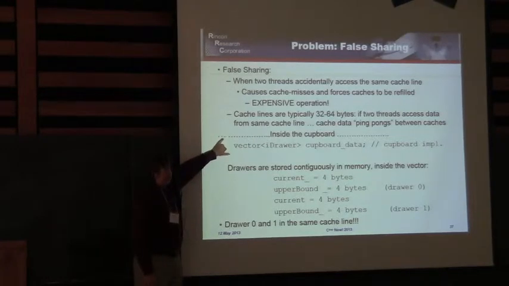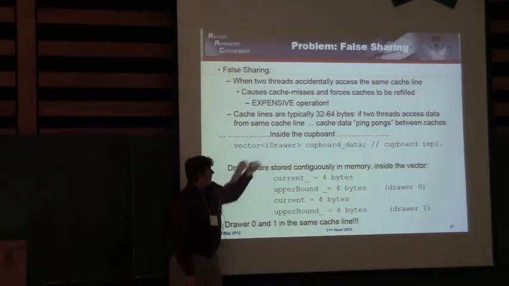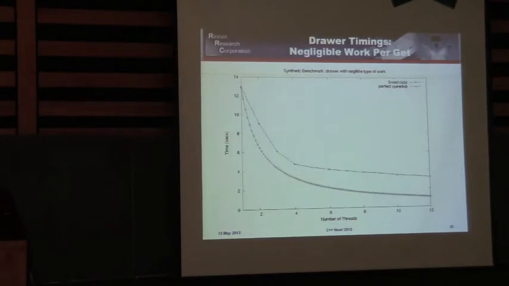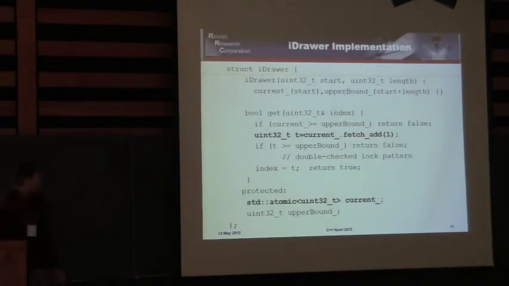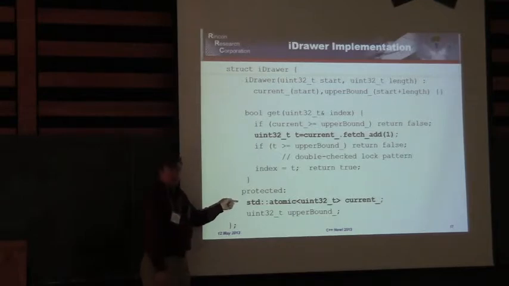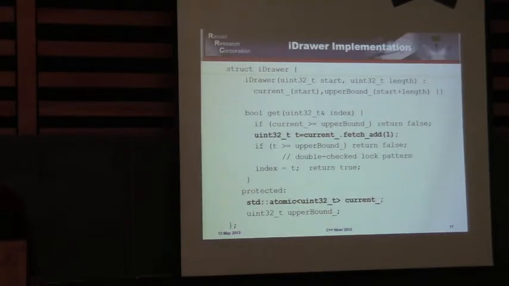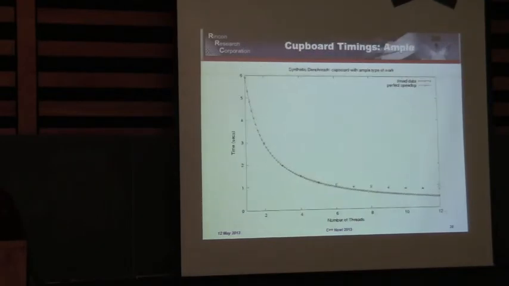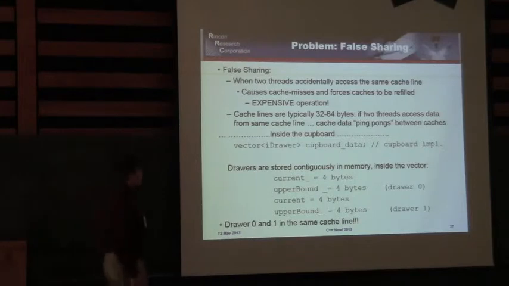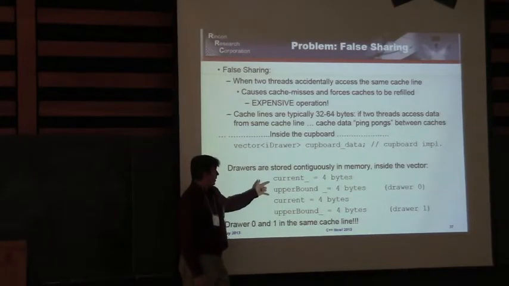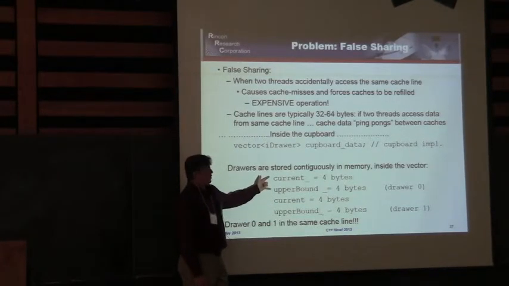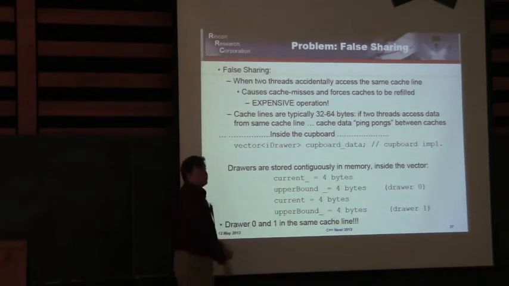Unfortunately, this is what's happening inside the cupboard. We said that our cupboard is implemented as a vector of drawers. Let's just recall real quick what's inside the drawer. A drawer is only two things. It's a current, which is a 32-bit int, and another 32-bit int. It's two 32-bit ints. So inside of memory, this is drawer 0, and right next to it is drawer 1. So whenever we start doing things on current here, we're going to have false sharing between drawer 1 and drawer 0.